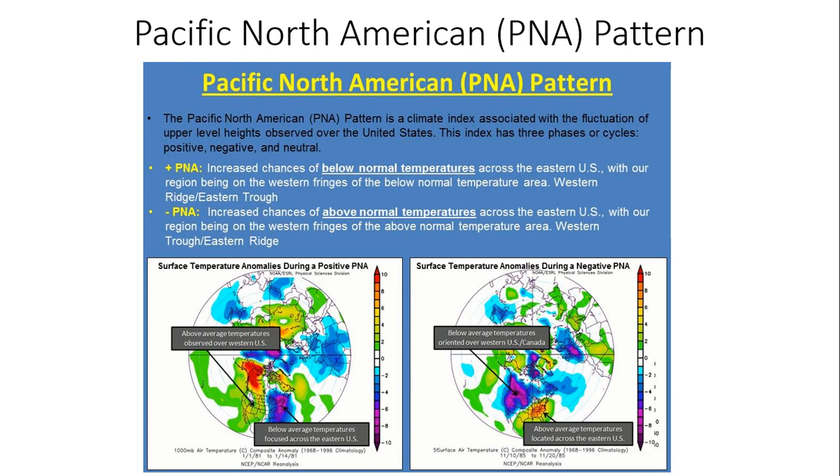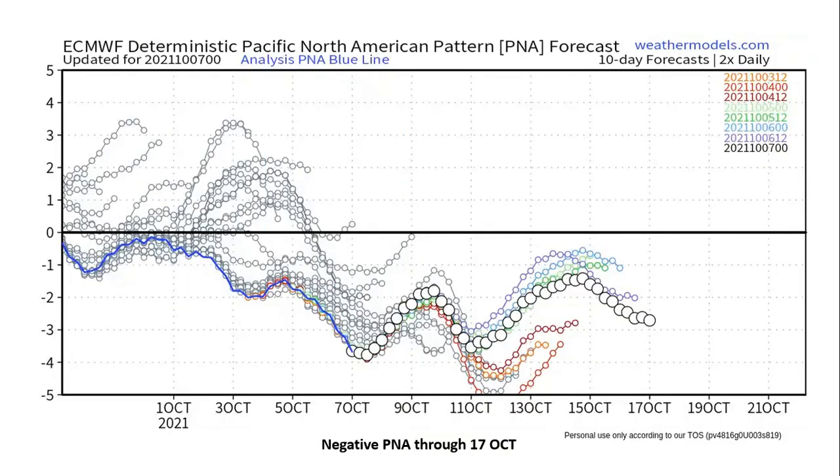So basically with a negative PNA, it's the opposite effect. We get that troughing in the western U.S., cooler temperatures there, and the ridge and much warmer temperatures across the eastern U.S. Here's the forecast, the European deterministic PNA forecast, generally showing a fairly strongly negative PNA phase here.